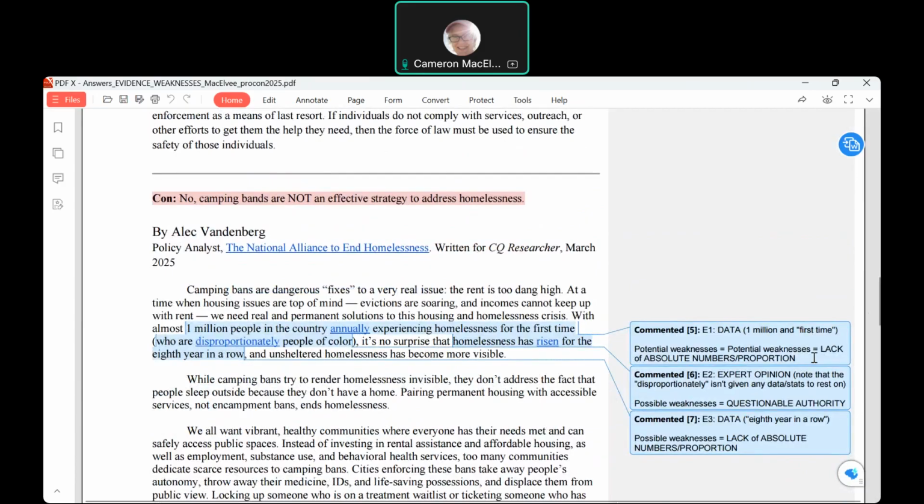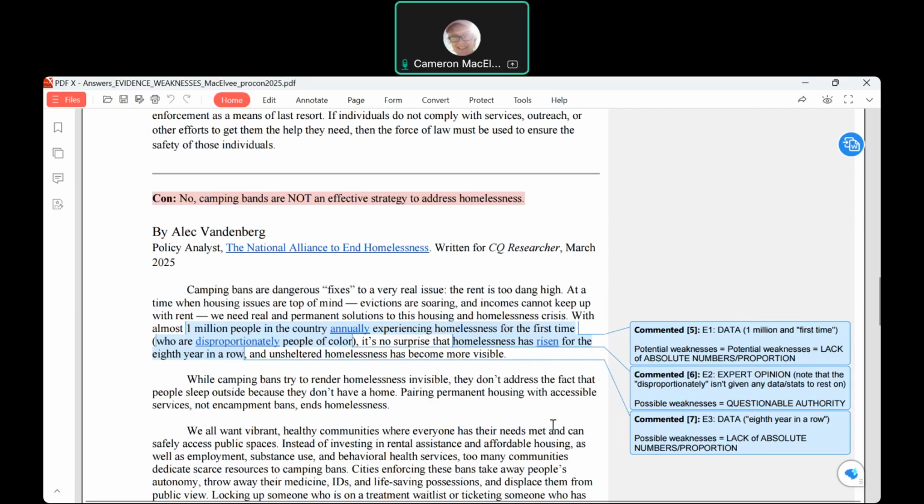Again, the potential weakness is, I don't know why I have potential weakness listed twice, oh well, a lack of absolute numbers and proportion. So 1 million, we don't know, what does that look like? We know annually, we know that's a year, but we don't know in terms of those 1 million, what proportion that is of the overall population. I mean, it's still a huge amount of people, don't get me wrong.